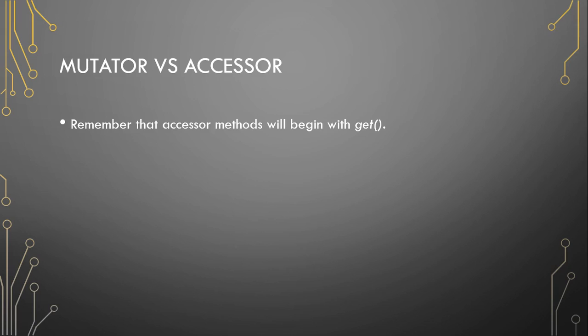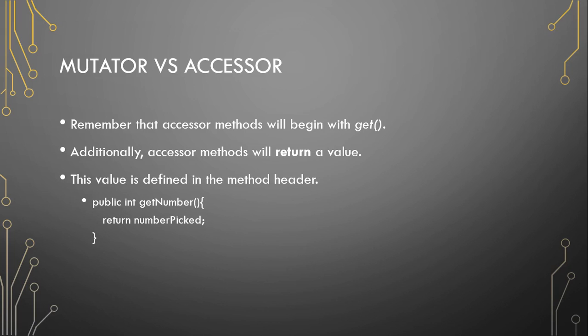All right. Now, the other type is accessor methods, and remember those typically begin with get because they're getting a value. Additionally, they return a value. So we say that accessor methods return a value. Mutator methods change them. Accessor methods return them. So the value of whatever they're returning is defined in the method header. So public int getNumber, return numberPicked.